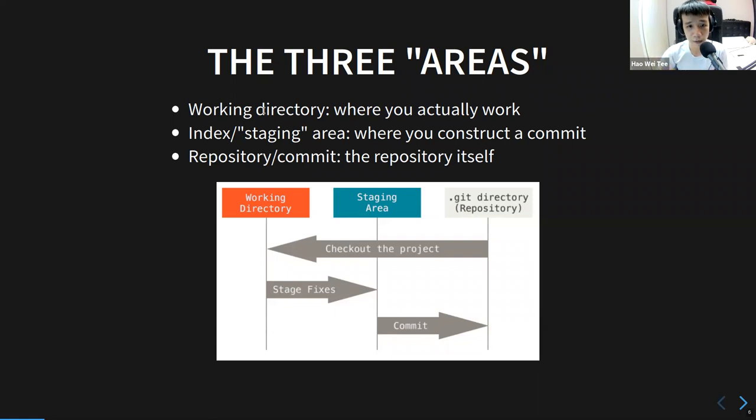So once you have made modifications to the files, then you will add them into the index or staging area, right? And the staging area is basically where you construct a commit. And finally, you have the repository itself, or let's say a commit. And that is the actual files that are actually committed.